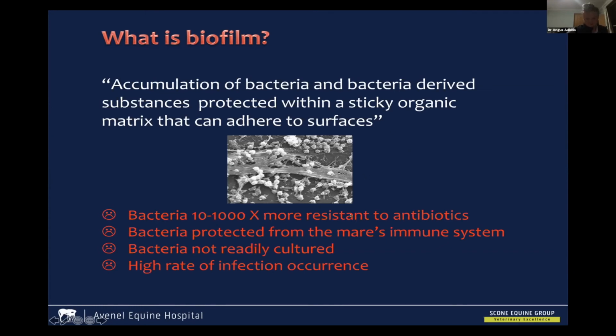of bacteria. And bacteria can be up to 10 to 1,000 times more resistant to antibiotics when they're within a biofilm itself. They're also protected, as I said, from the host immune system, which means that the mare's normal ability to fight infection is reduced. And it can also make it harder to actually physically grow bacteria. So we might assume that they're not there based on the back of negative multiple cultures, but also because they're not stimulating an inflammatory response, we might not pick up any changes on our cytology.